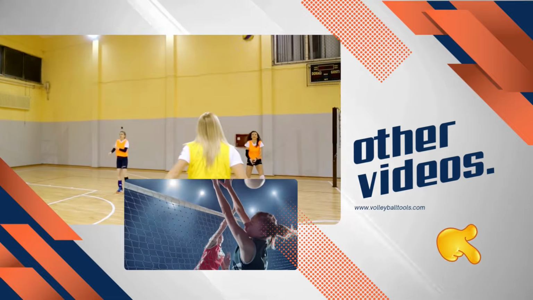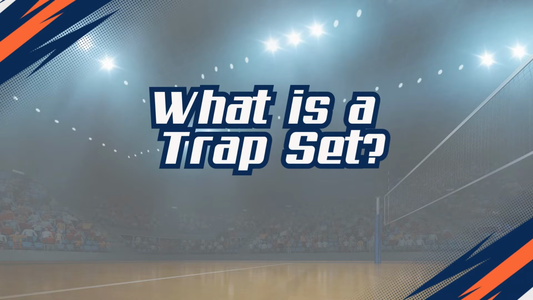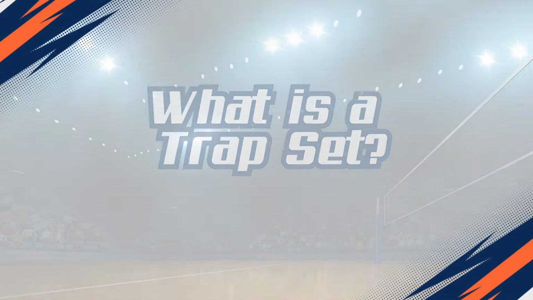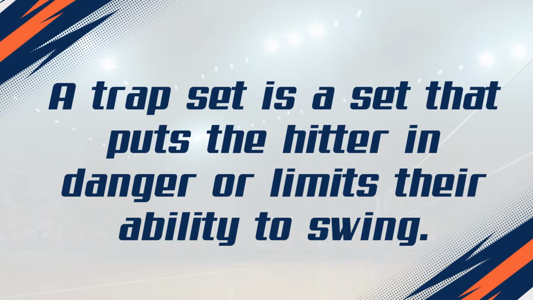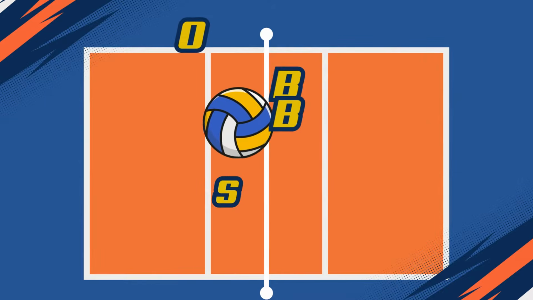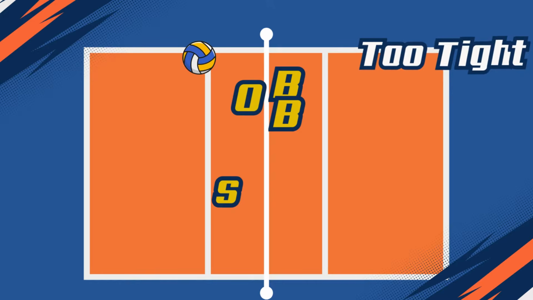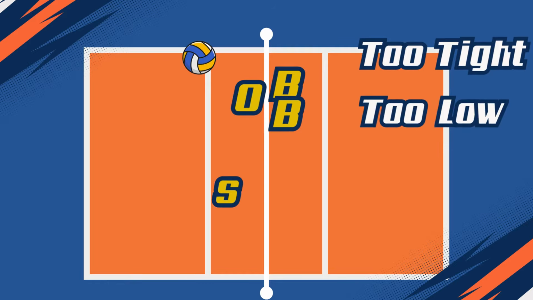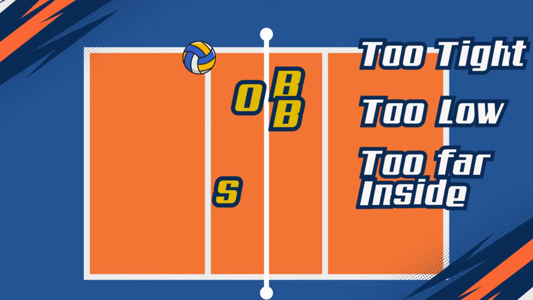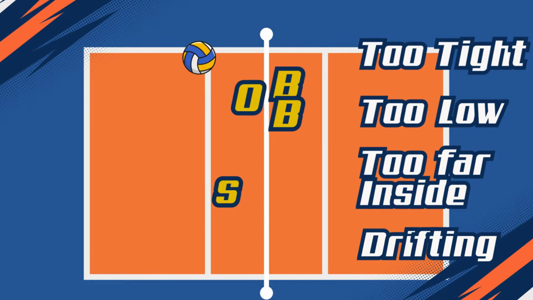So what is a trap set? A trap set is a set that puts the hitter in danger or limits their ability to swing. A trap set is usually either too tight to the net, too low for a full approach, too far inside, behind the hitter's path, or drifting so the hitter jumps under the ball instead of through it.